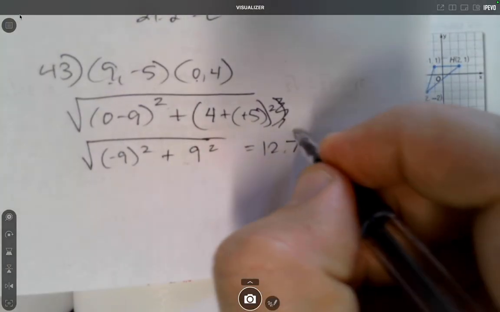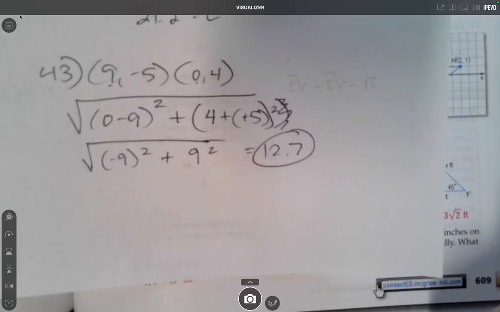I'm going to skip 46. I'm going to tell you there's nothing like that on the test, so save us some time and just stop there.